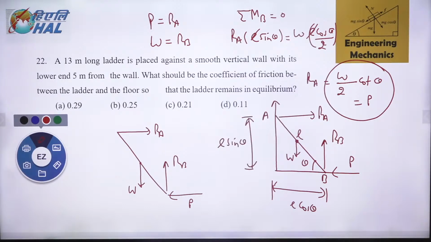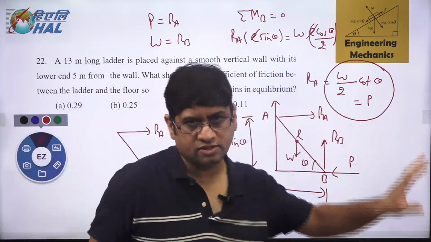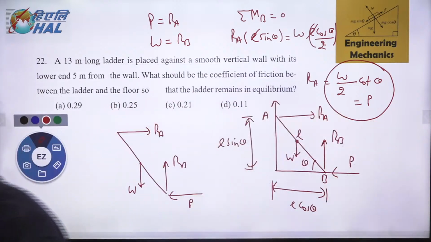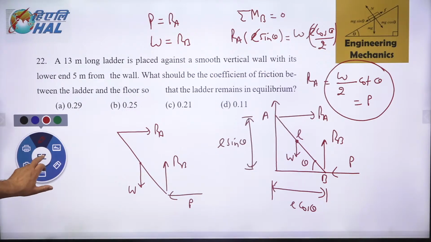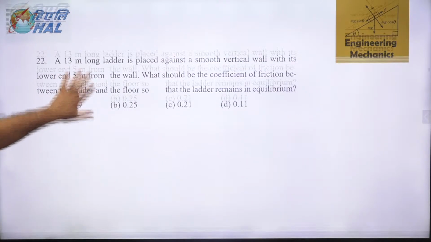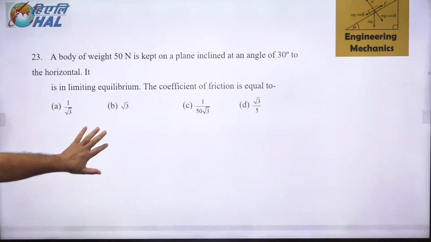So these two questions from ladder are good questions. So for equilibrium of the ladder, either they have given you friction at the bottom, or they have given you the value for force, and on the basis of that force we have to find the solution for this. Right? So try to solve this question now.